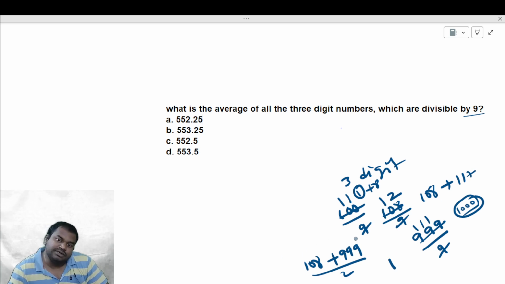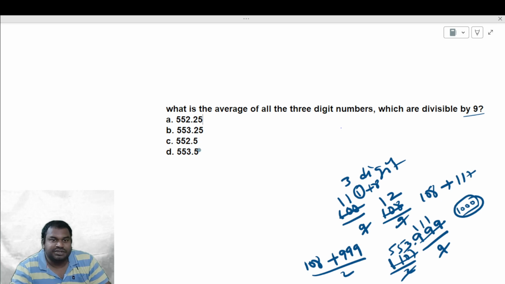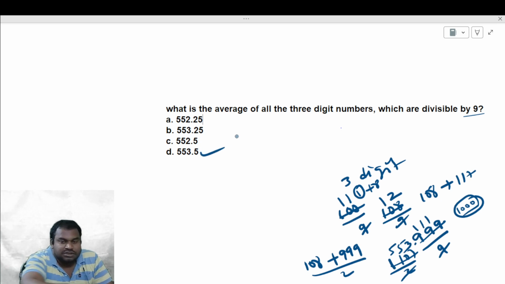So it means 108 plus 999 is 1107. 1107 divided by 2. 1107 means 500 and, is it correct? 2 5s are 10. 553.5. The option.